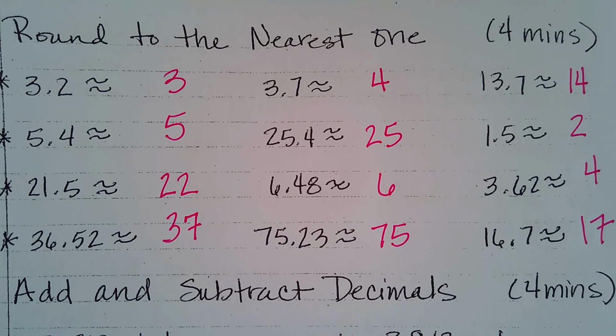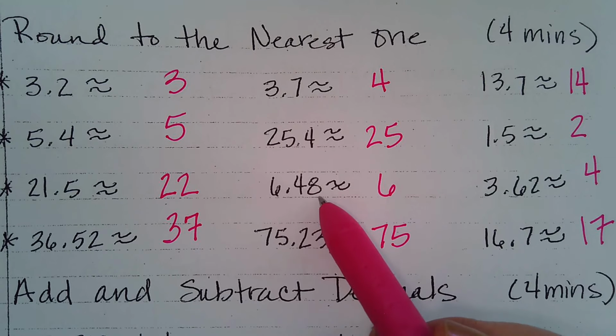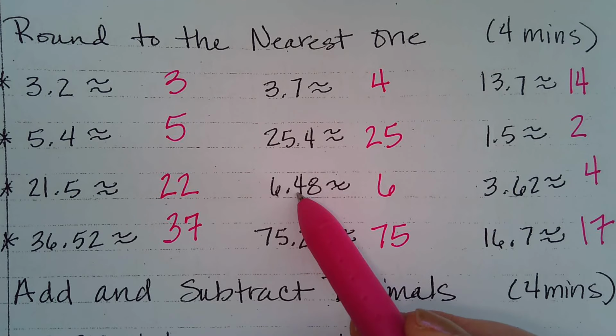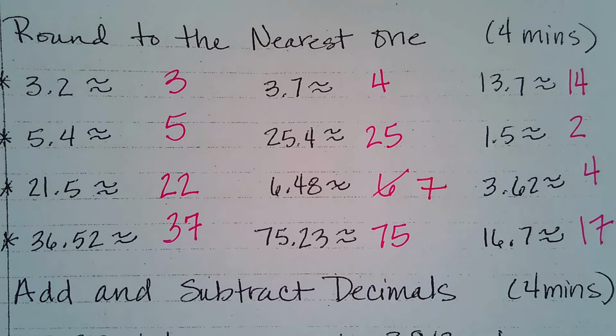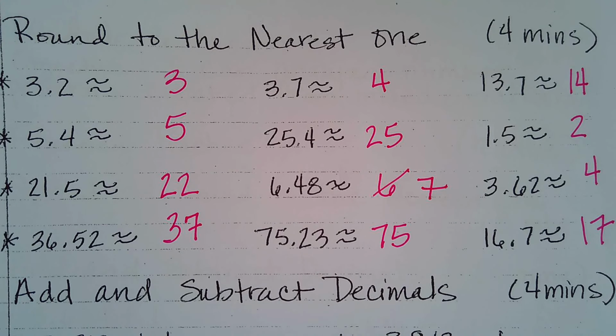6.48 rounds to 6. Actually, 6.5 would round that to 7. I think I'm going to change my answer to 7. 3.62 rounds to 4. 36.52 rounds to 37. 75.23 rounds to 75. And 16.7 rounds to 17.